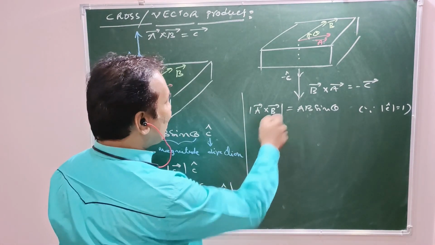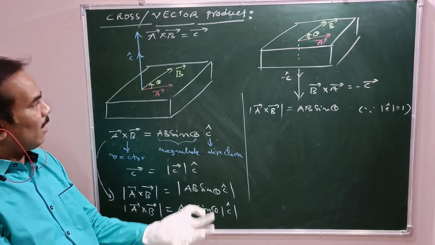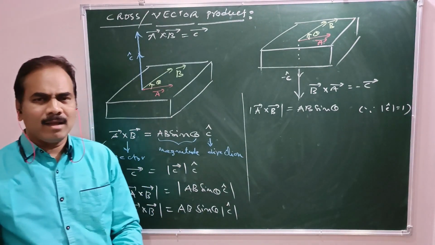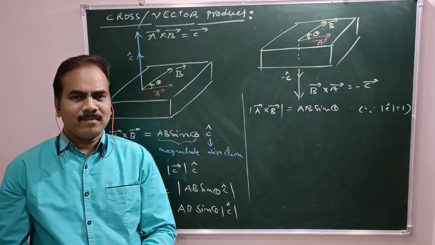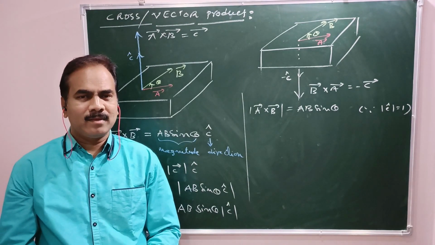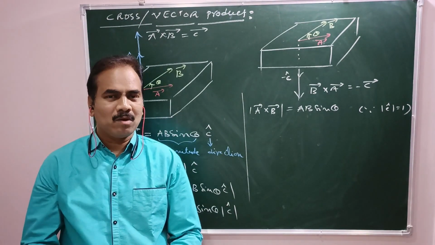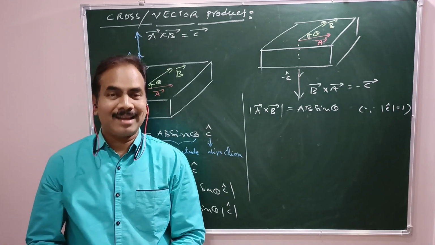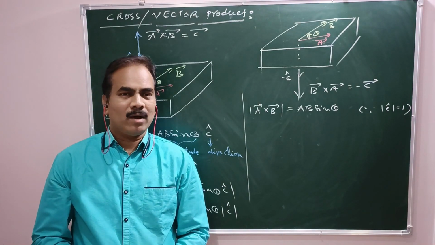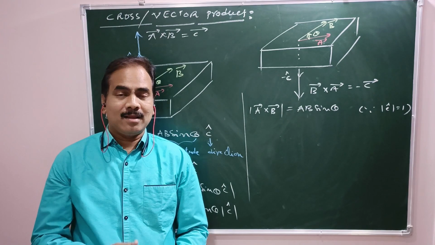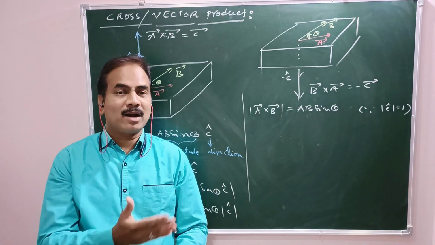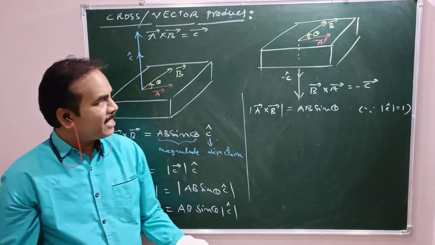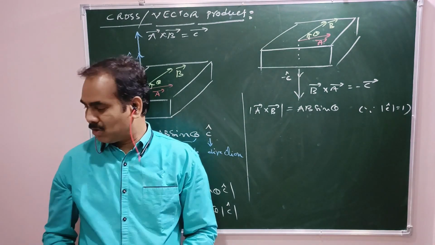Now A bar cross B bar equals AB sin theta. So this is one rule in assigning the direction of the cross product. What is that rule? So far we have discussed the right hand screw rule. How to assign the direction of the cross product of two vectors making use of the right hand screw rule? Take one right hand screw.